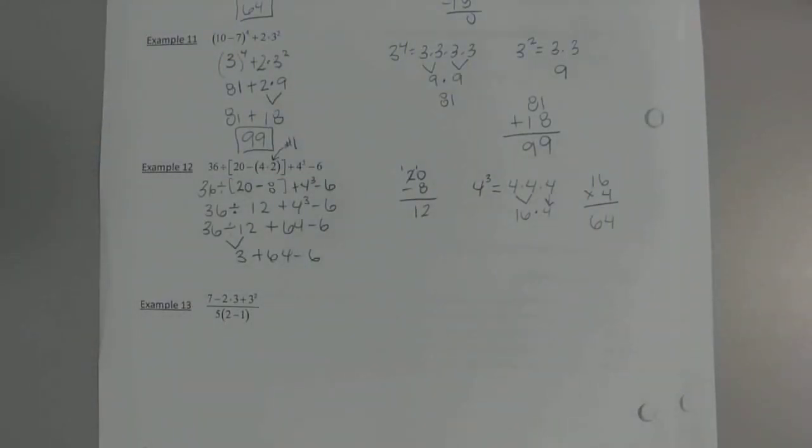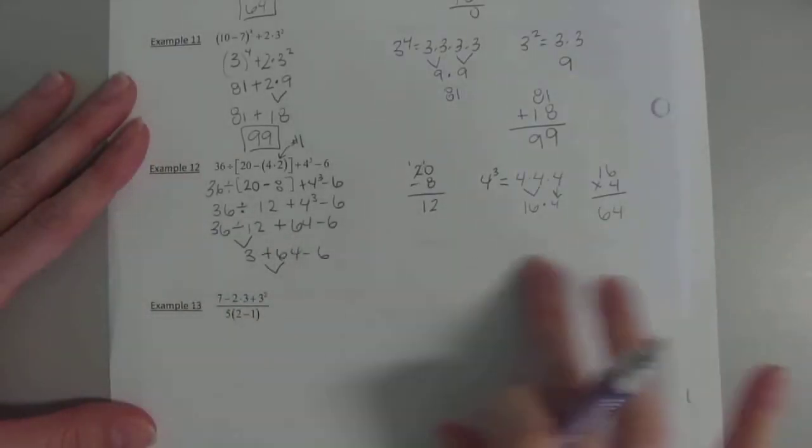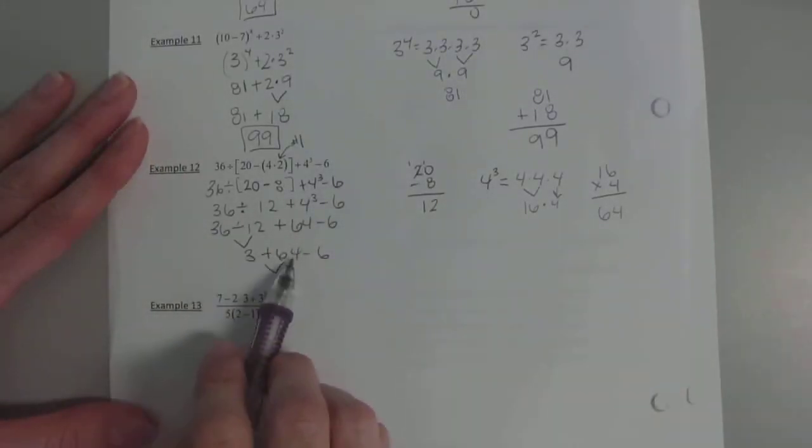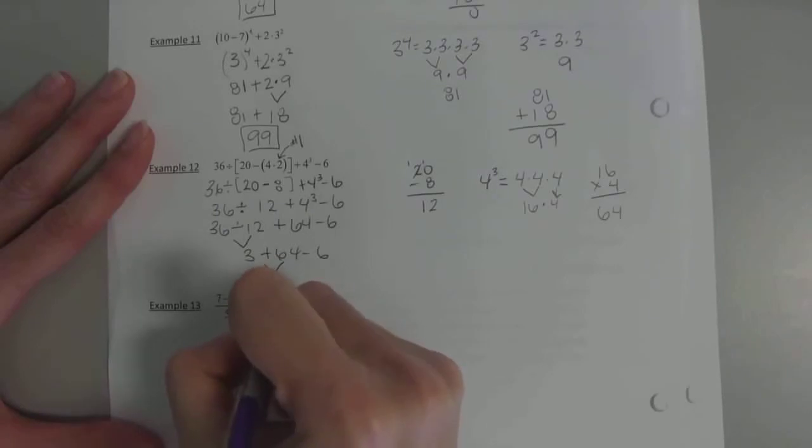I have addition and subtraction left. They're tied, so what do we do? Left to right. So what is 3 plus 64? 67. And then 67 minus 6? 61. If you need to line that up vertically, line it up over here. Usually adding a single digit that doesn't carry over, a lot of us can kind of just do in our head, right? Just add the 3 to the 4, that's a 7.